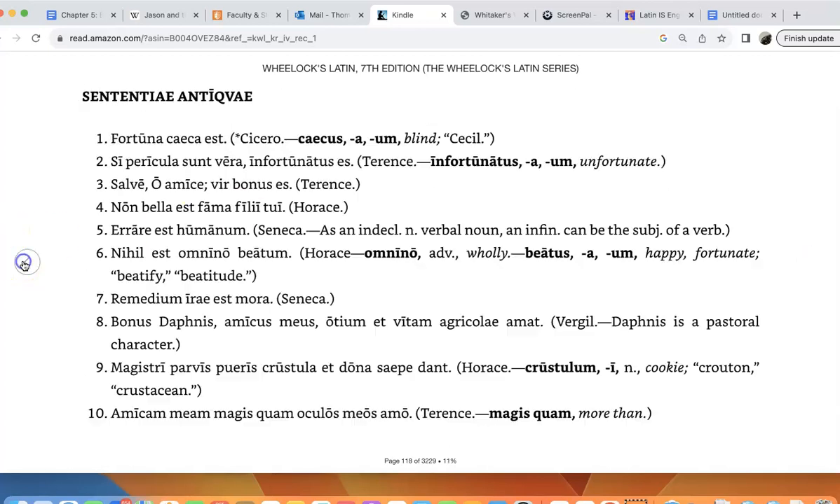If you learn the vocabulary, again, Shakespeare is easy if you know the vocabulary. If not, it's very difficult. No different in a foreign language. So, "si pericula sunt vera, infortunatus es."